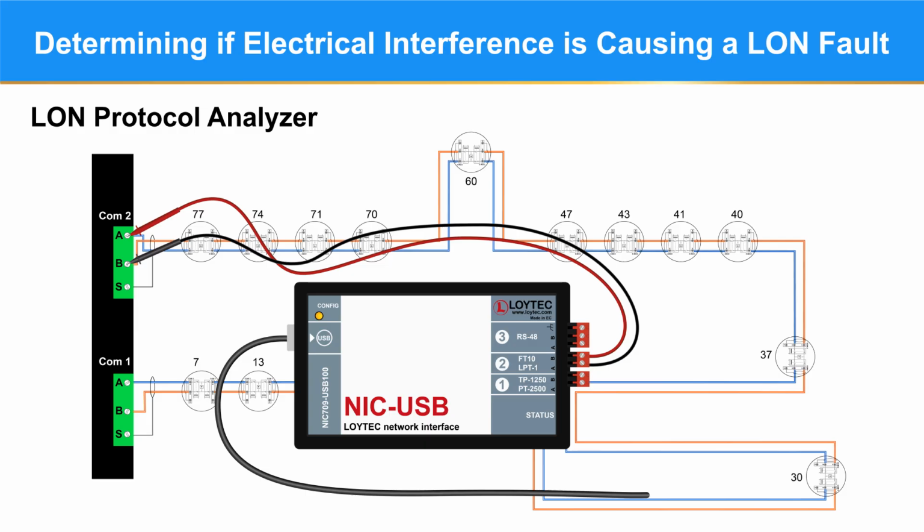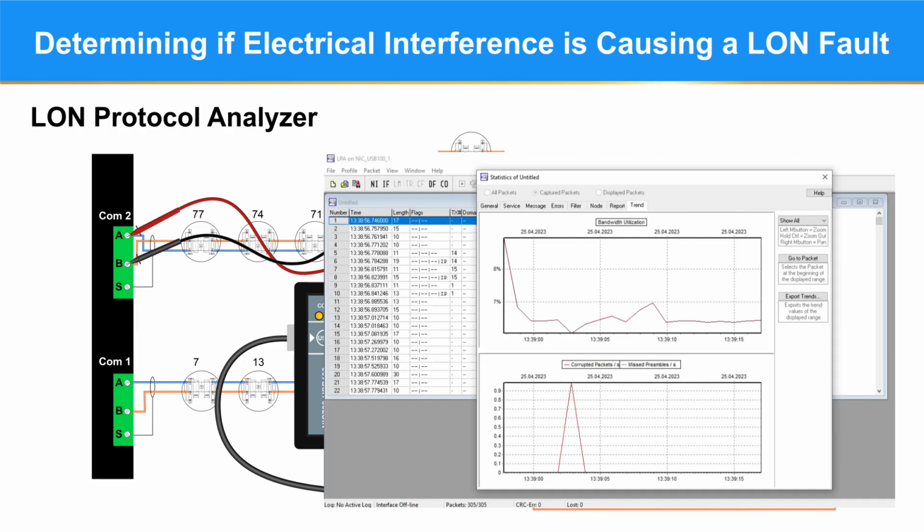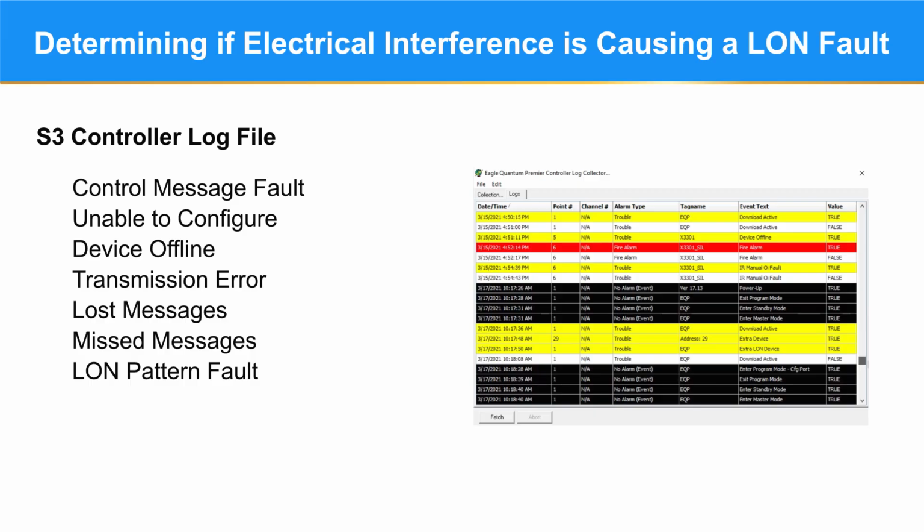You don't have to be a LAN expert or a rocket scientist to interpret the results of the LAN protocol analyzer. You just need to look at the number of corrupted packets on the statistics page. The LAN controller file is the next best tool to use. If interference is causing the LAN fault, you could see any of these events and often multiple of the same.